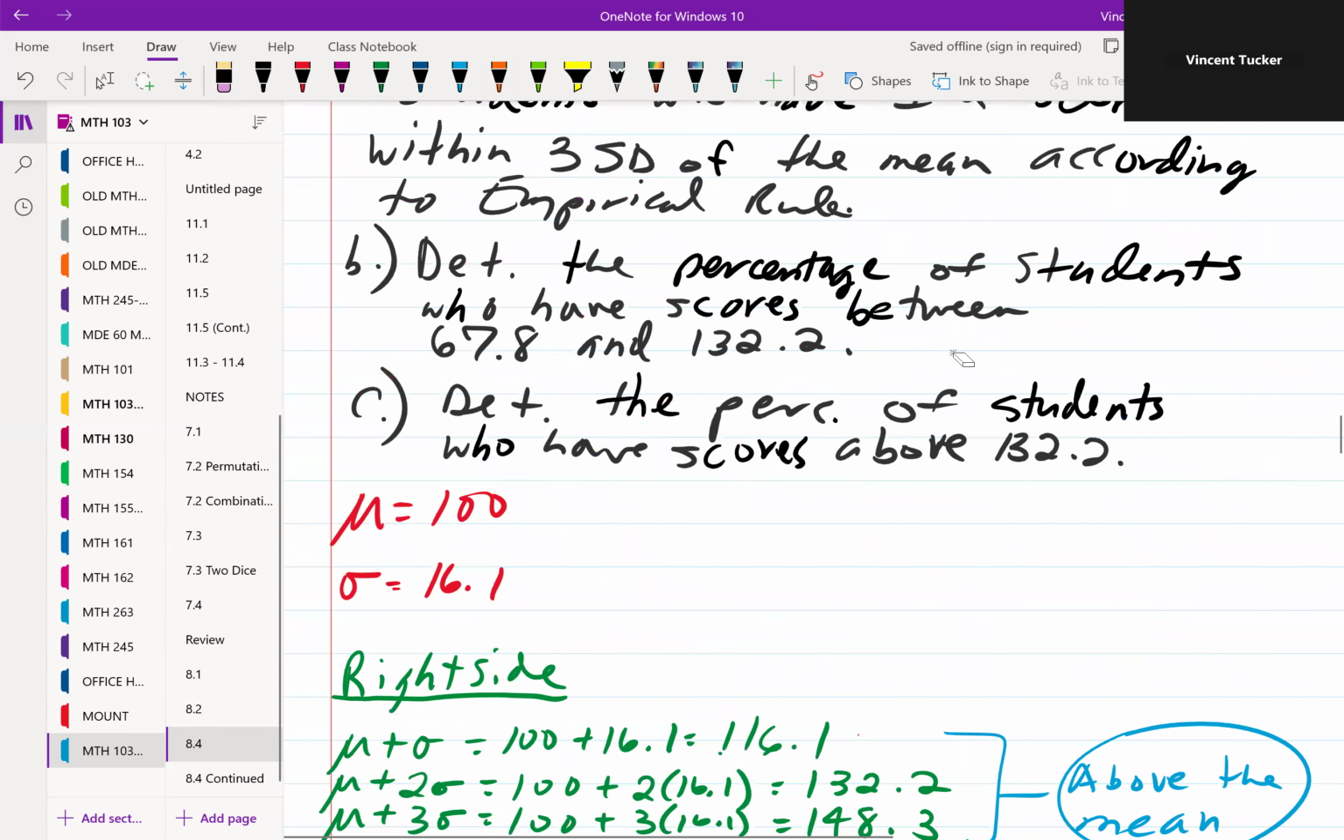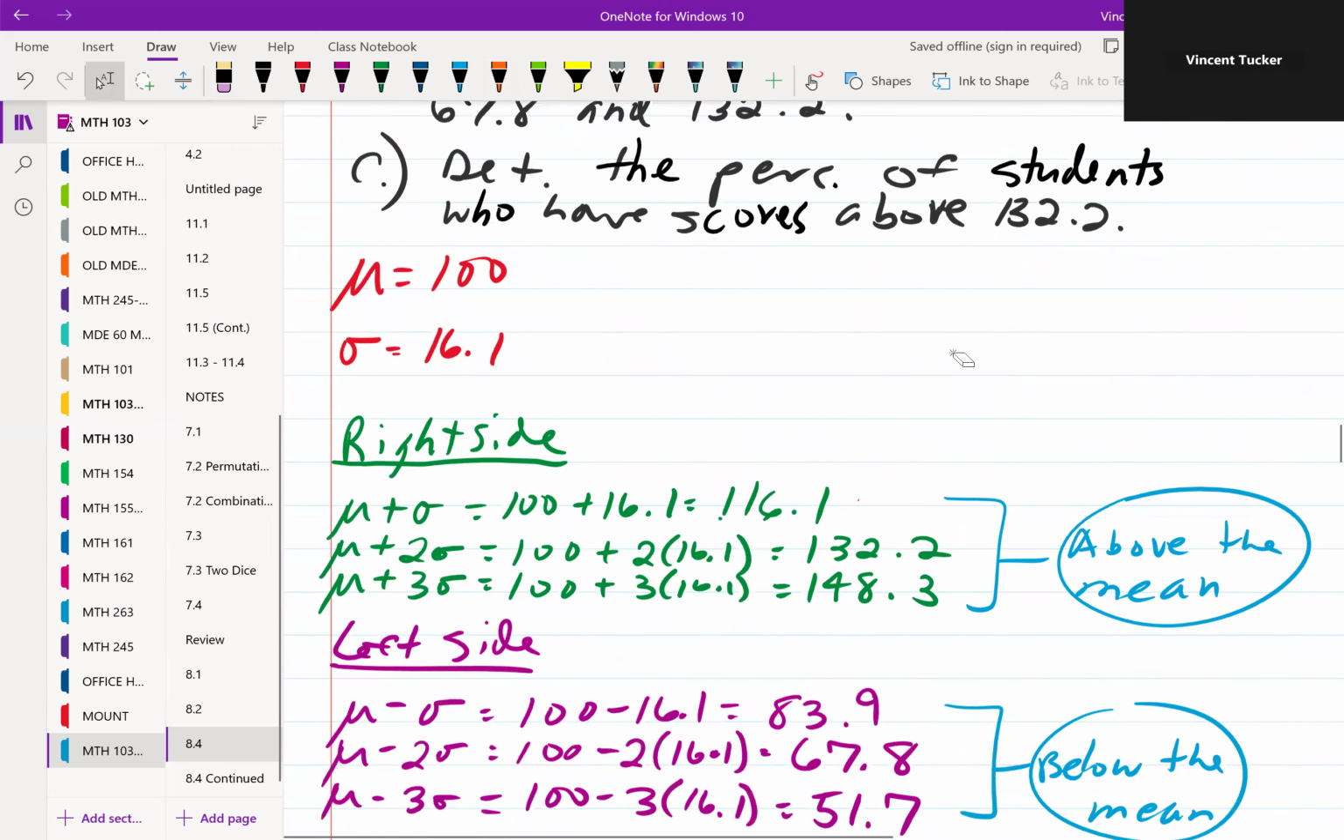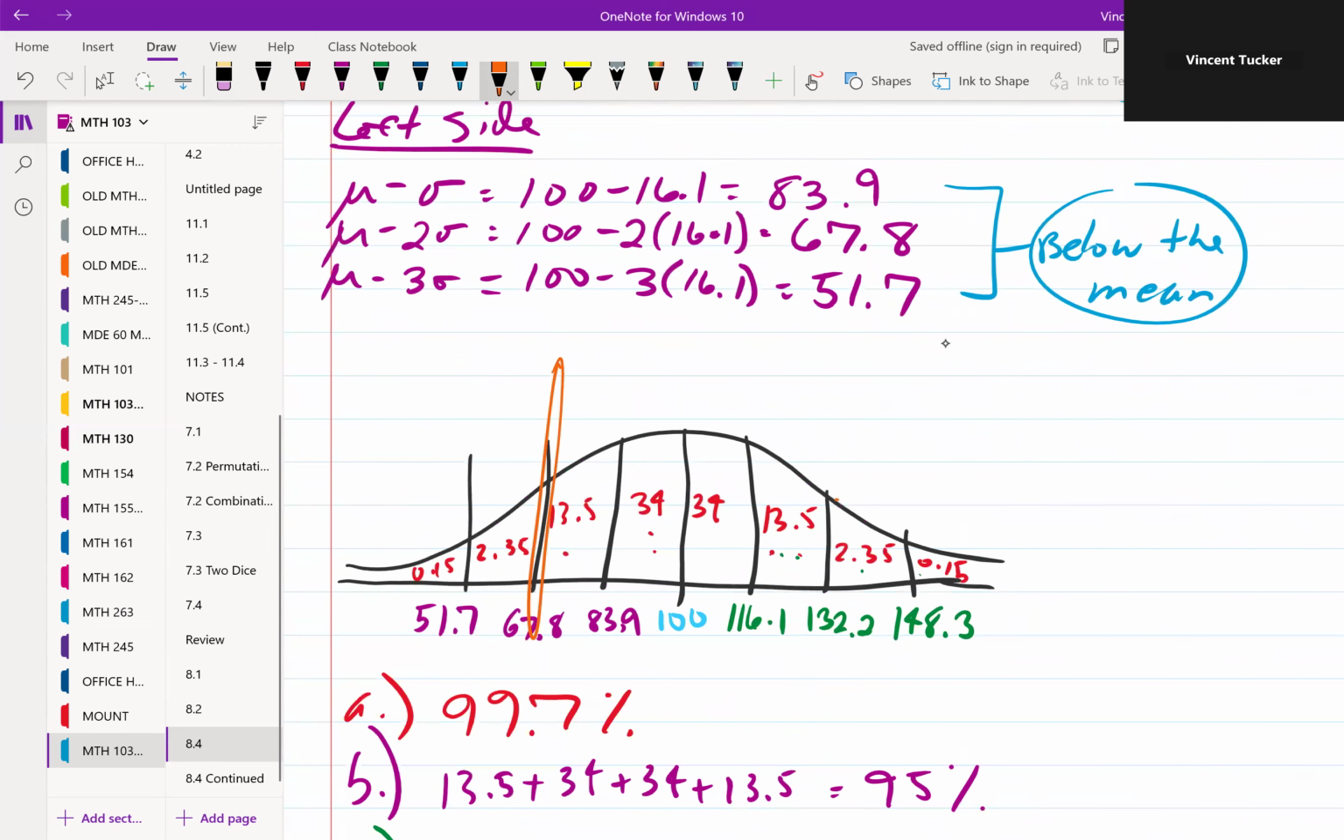B, it says determine the percentage of students who have scores between 67.8 and 132.2. 67.8 is right here. 132.2 is right here. So you add the percentages between those two values. That's 13.5, 34, 34, and 13.5. Add them together, and that'll give you 95%. So they can ask you any of those values, and you can just add whatever percentages that are between those values to get your answer.